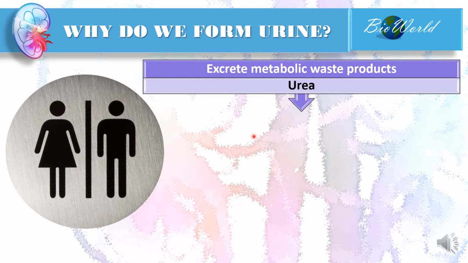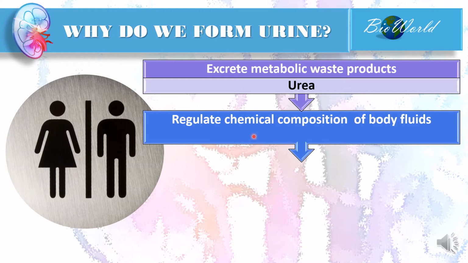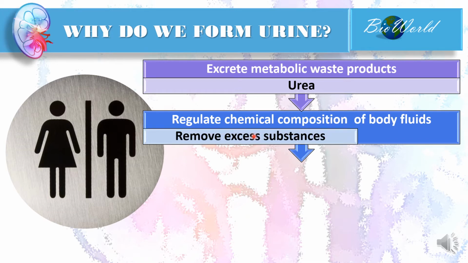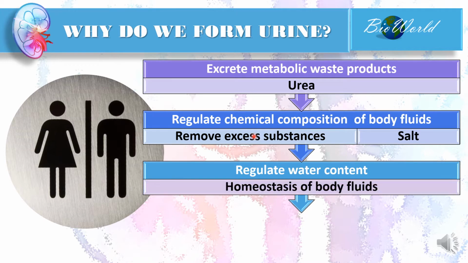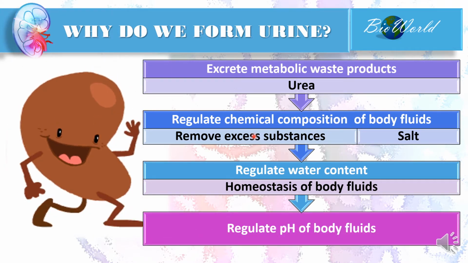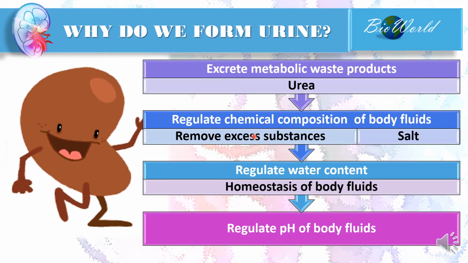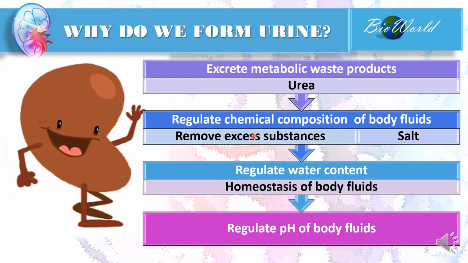The second purpose of urine formation is as a regulation mechanism. Through urination, we can regulate the chemical compositions of our body fluids by removing excess substances such as salt. Or we can regulate the water content in our body through homeostasis of body fluids. And we can also regulate the pH of our body fluids through the production of urine.